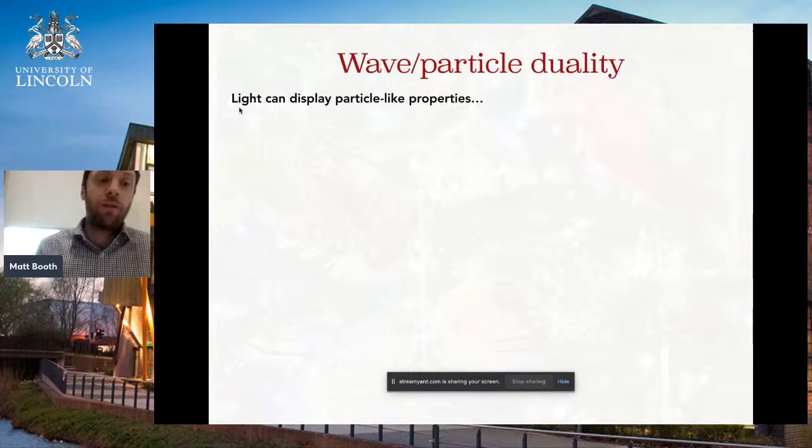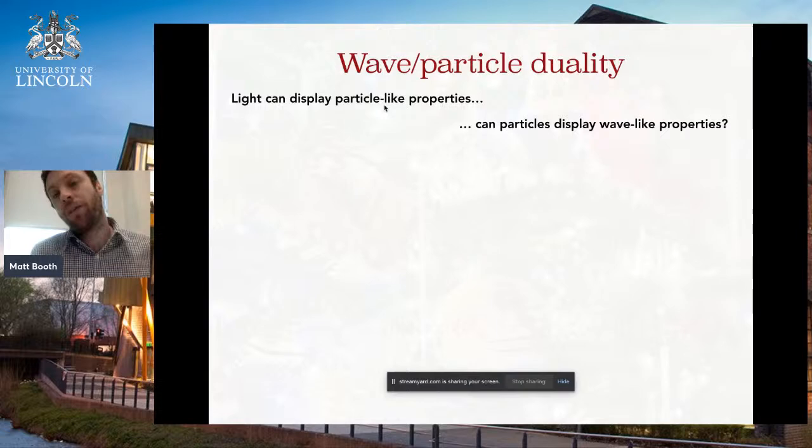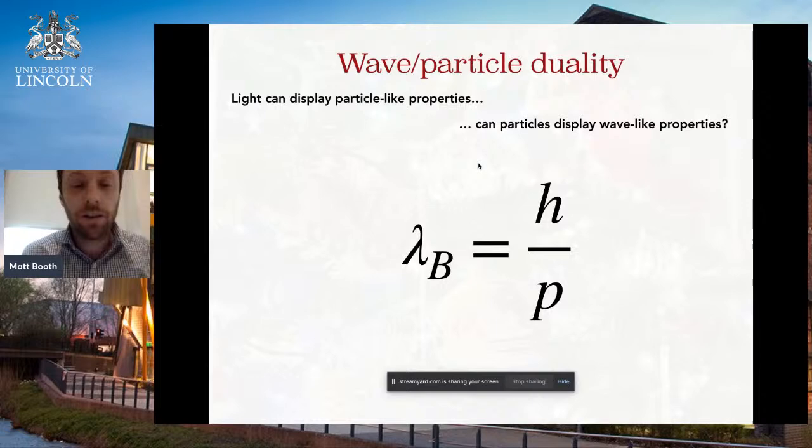This begs the question whether particles can display wave-like properties. So light, which we thought of as waves, can display particle-like properties. Can things that we originally thought of as particles, such as electrons, display wave-like properties? This question was posed by a physicist called Louis de Broglie, and he came up with this very simple equation for the wavelength of a particle. This is known as the de Broglie wavelength of a particle.